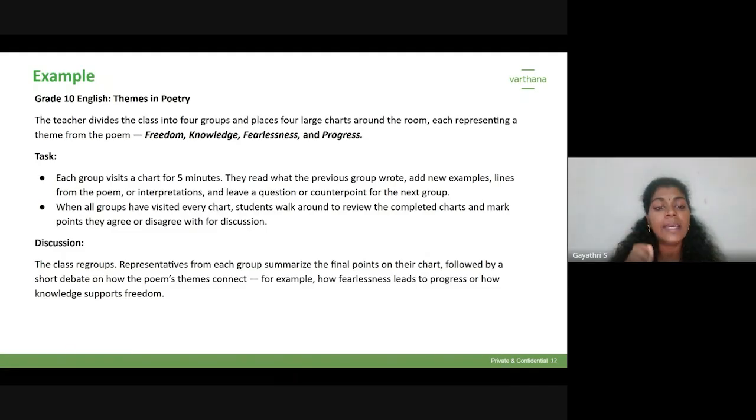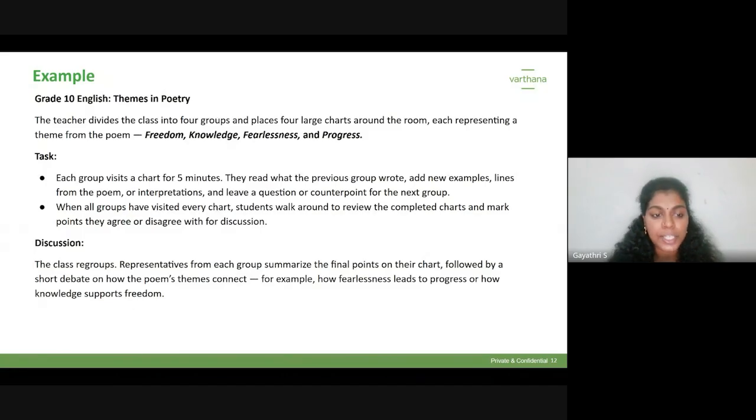They have to add certain input with respect to the theme. Once they have done, they have to go to the next chart, understand what the previous group has written, add an example, or if they feel an interpretation could be done better, or if they feel there is a counterpoint, they can add it. Once every group has visited all the charts, they go through the whole chart again, because now four different groups have added points. Here they can agree or disagree with the points. This will enhance the discussion.